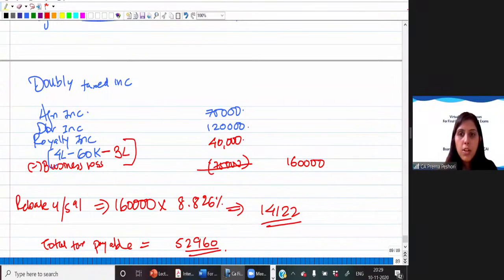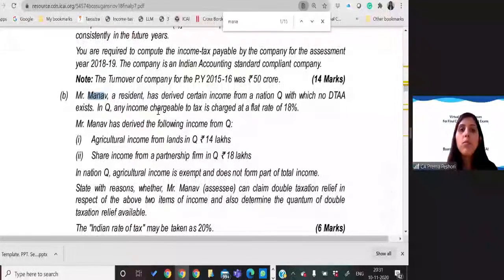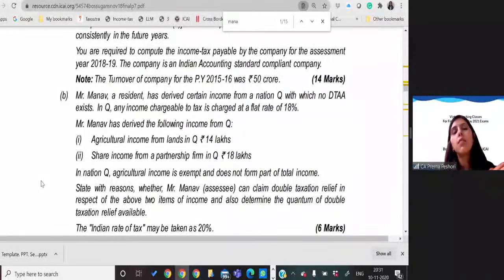Let's do one more question, but it's not of computation. It's mainly of logic, like how you give the rebate. Again, a past exam question. Mr. Manav, a resident, has derived certain income from nation Q, with which no DTAA exists. So again, unilateral relief under section 91. In country Q, any income chargeable to tax is charged at the flat rate of 18%. Mr. Manav has derived the following income from Q.